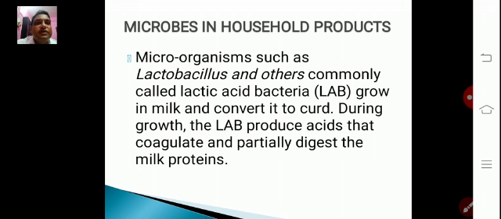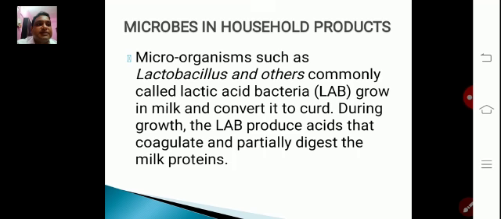Other foods derived from microorganisms, like dosa, upma and idli, are fermented foods made from rice and black gram. Tofu is a fermented food obtained from soya bean. So these are the microbes used in the production of household products, and they are very useful for human beings.